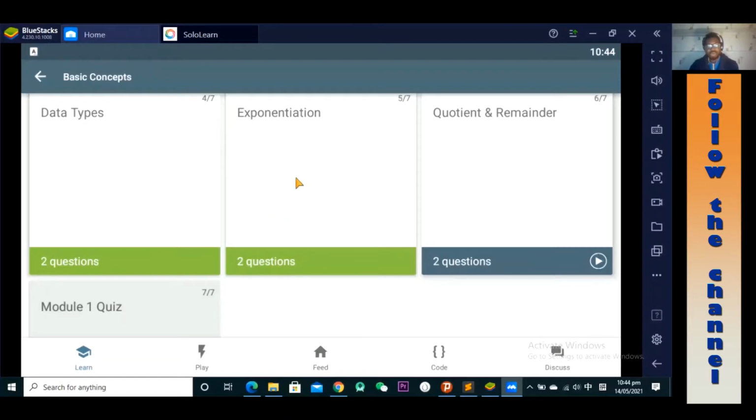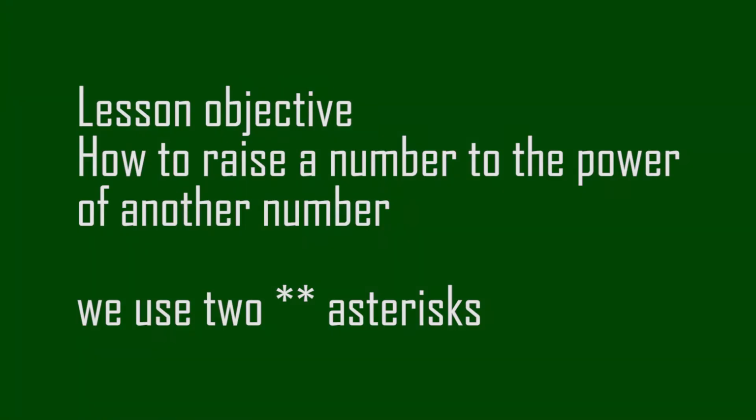Today we're looking at what we call exponentiation. The first question we want to ask is, what is exponentiation? Exponentiation is just the act of raising one number to the power of another number. So how do we achieve that in Python? In Python, we use two star signs, or two asterisks. Let's see this at work.